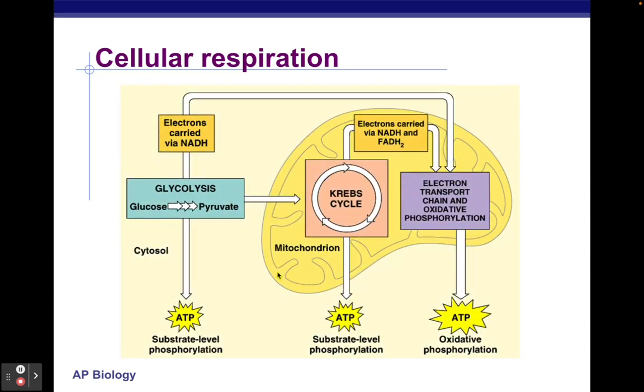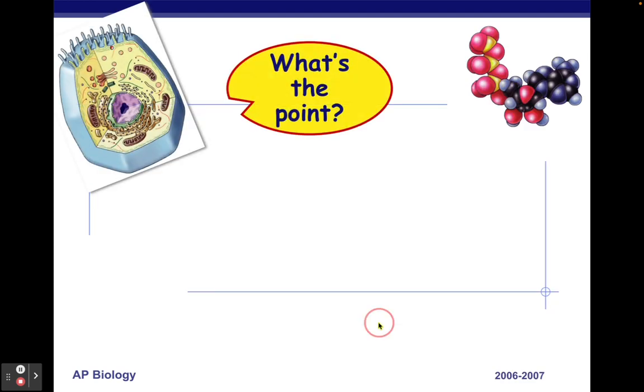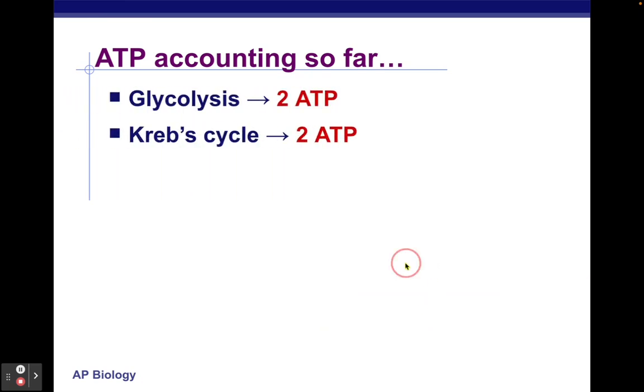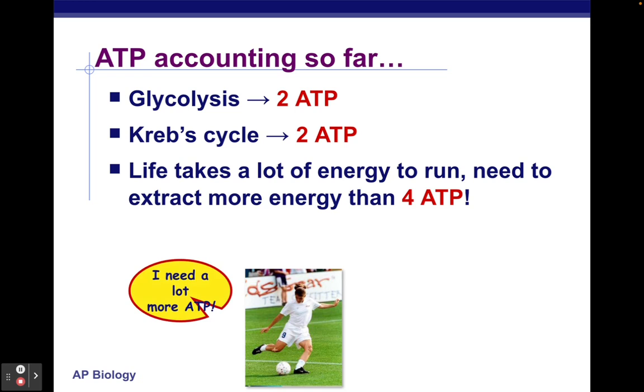All right, again, the overview. This is called substrate level phosphorylation. Here's our oxidative phosphorylation. Oxidative, remember what that word means. Okay, again, I know I keep bringing this up. I'm sorry, I didn't make this PowerPoint. So the ATP accounting so far, 2 from glycolysis, 2 from the Krebs cycle. Okay, 4 ATP is not nearly enough if you are burning 10 million ATPs in a muscle a second.